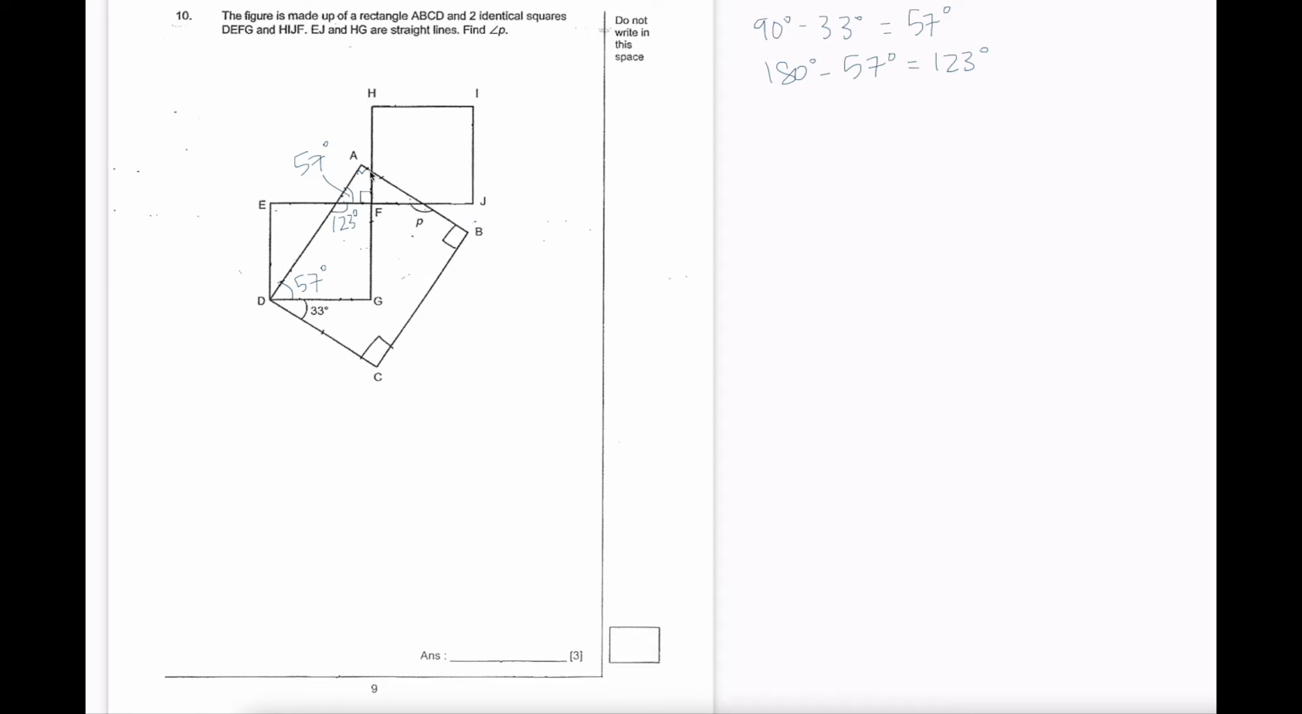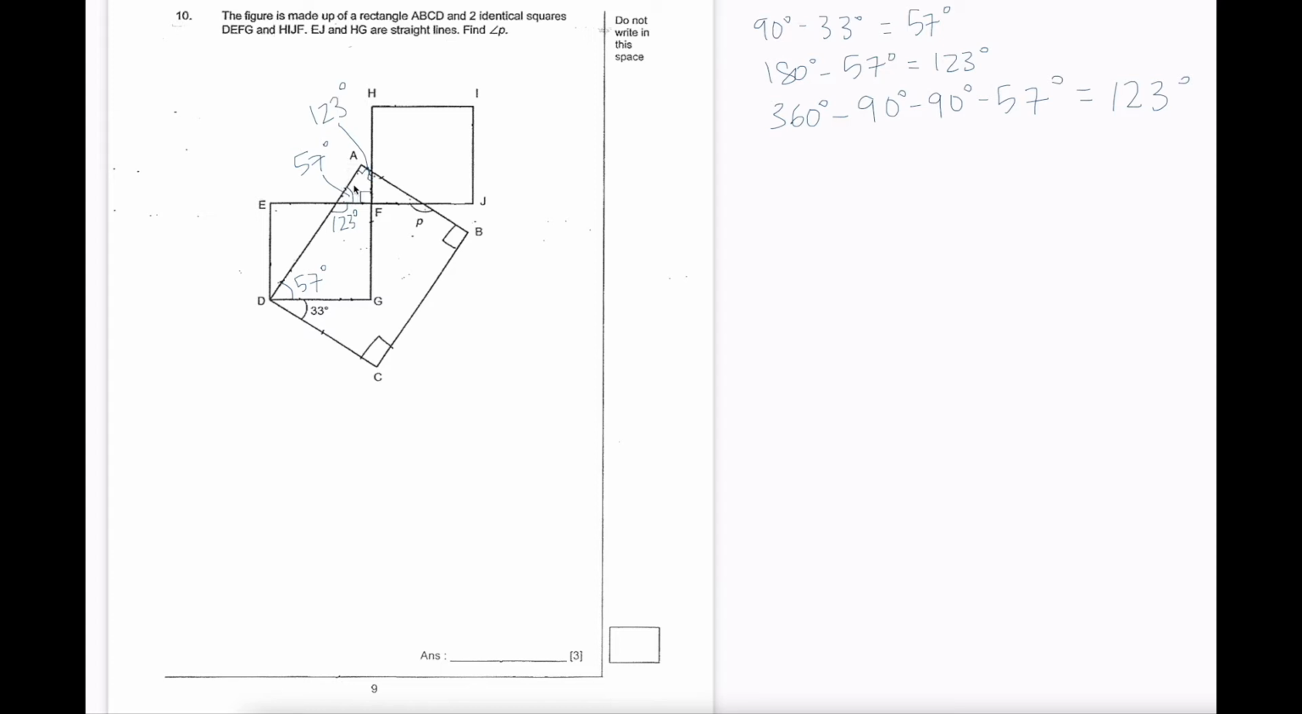what's this angle here? This is a 4-sided shape, correct? So to find this angle, we can just take 360 minus 90 minus 90 minus 57. Okay, we are going to get 123 degrees. So this is actually 123. I'm going to pull it out and put it here.